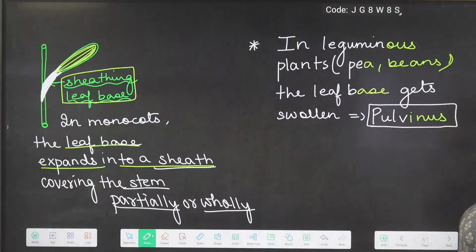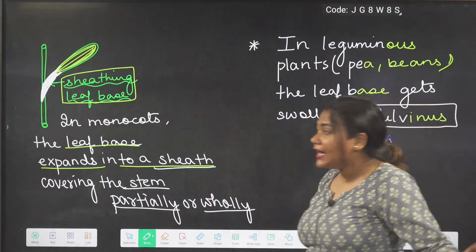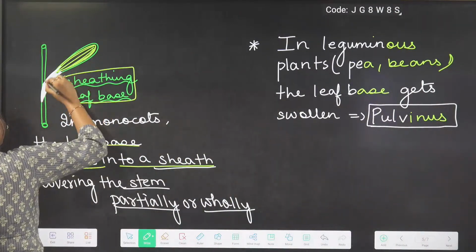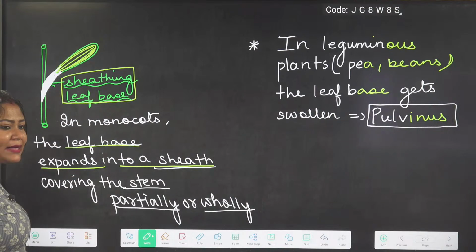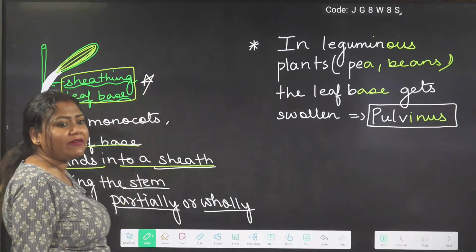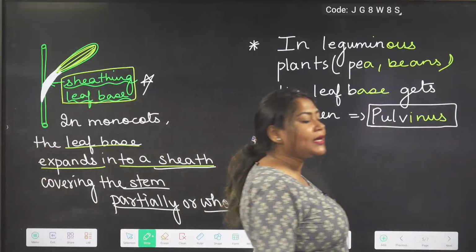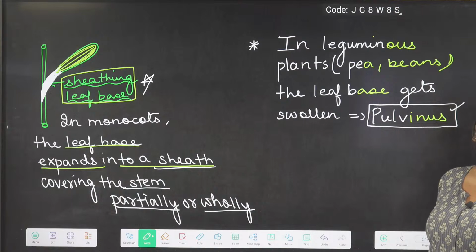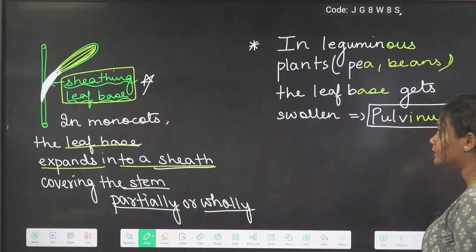What did I say? In monocots, the leaf base expands. There is no petiole. The leaf base expands into a sheath covering the stem partially or wholly. Very, very important. And in leguminous plants, the leaf base gets swollen, which is known as the pulvinus. Am I clear? Yes or no?